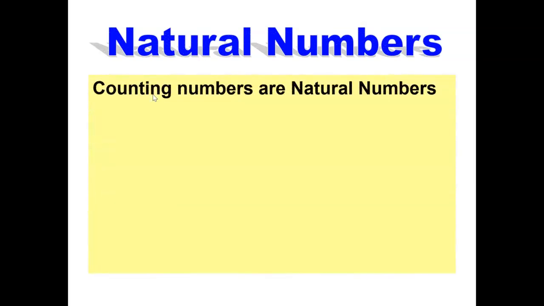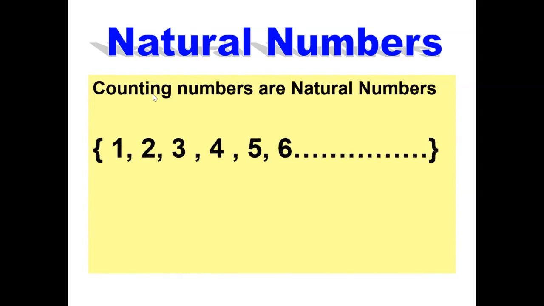Let's first look at what natural numbers are. Natural numbers are just counting numbers, the numbers that you use in everyday life. So your numbers start from 1, 2, 3, 4, 5, 6, and so forth. The key thing to remember is that you must begin the number set with 1.